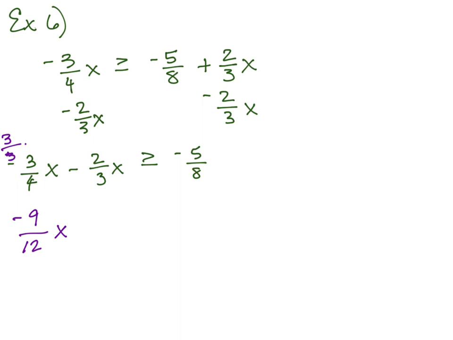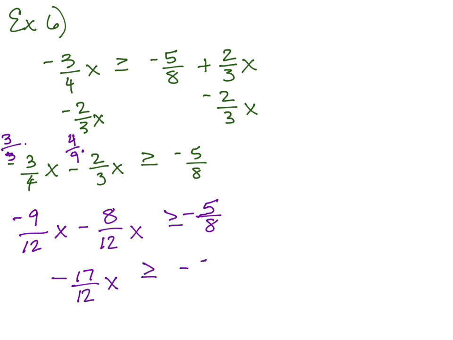Negative 9/12. And to the second equation, what are you going to multiply by? 4 over 4, the second term. So I got negative 9/12 minus, what's the second one going to be called? 8/12. Now do I have common denominators where I can combine? Yeah. What's negative 9 minus 8? Negative 17. Dig a deeper hole. If you had added 8, you would come back up to negative 1. Okay. So we've got negative 17/12 x greater than or equal to negative 5/8.